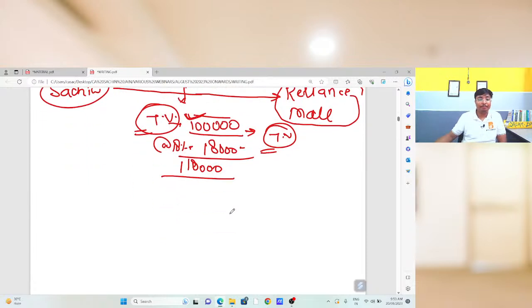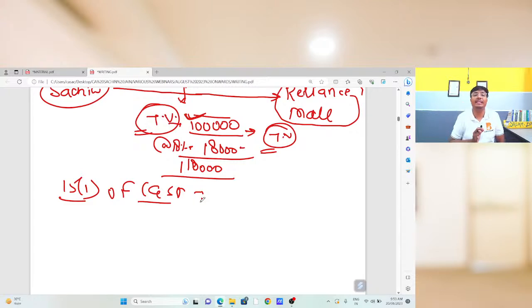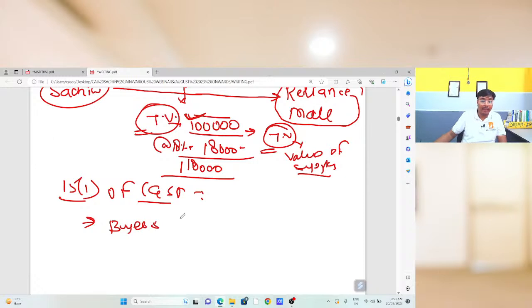So for that purpose, section number 15 subsection 1 of the CGST Act is there. Section 15 subsection 1 of the CGST Act says that your transaction value will be the value of supply. That means that 1 lakh rupees will be the value of supply if you are going to fulfill two basic conditions. First condition, buyer and supplier is not a related party.